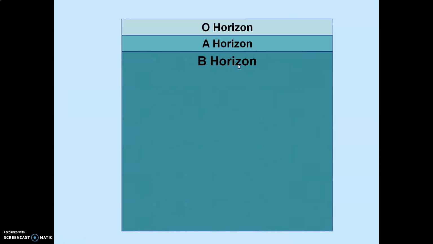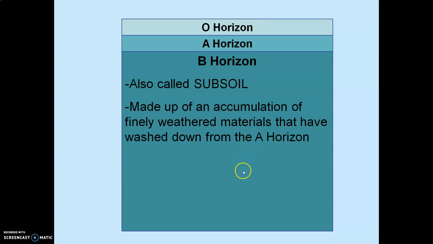Then we have the B horizon. The B horizon is also called subsoil. Now, the subsoil is chunkier than the topsoil, but some of the materials that were in the A horizon, when the rain has come, it has washed some of the material from here into the B horizon. So you have some minerals and some of the parent material mixed in with that chunkier stuff that's there.